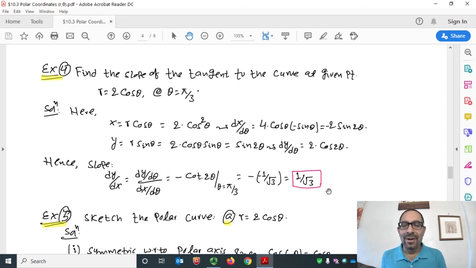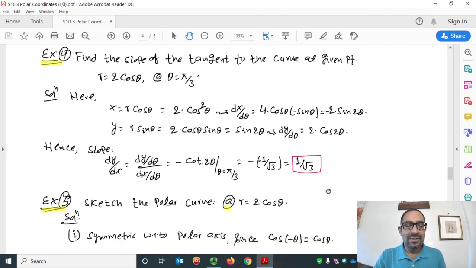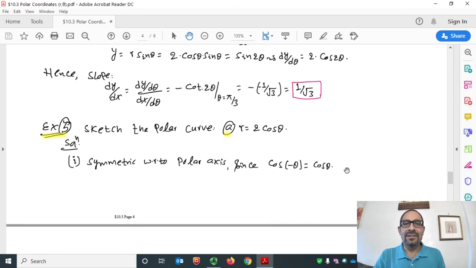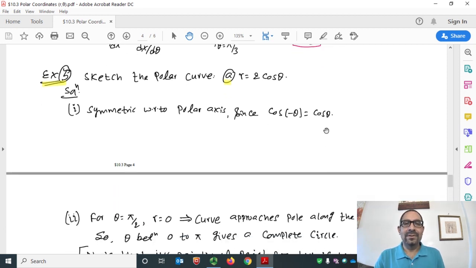Now let's move on. Let's do example 5. So this time let's sketch the polar curve given by r equals 2 cosine theta. Let me bring this up. So let's check symmetry first. This curve is symmetric with respect to the polar axis, since replacing theta by negative theta, cosine of negative theta equals cosine theta, so it doesn't change. So it's symmetric with respect to the polar axis.